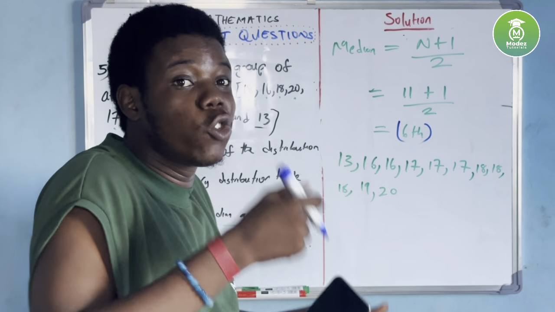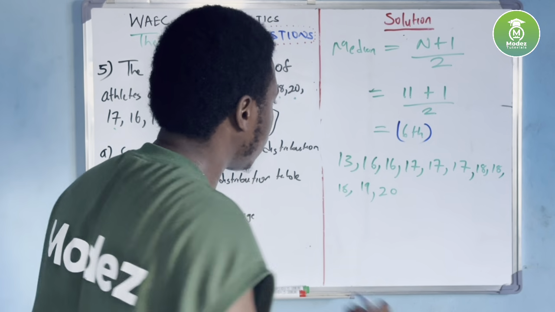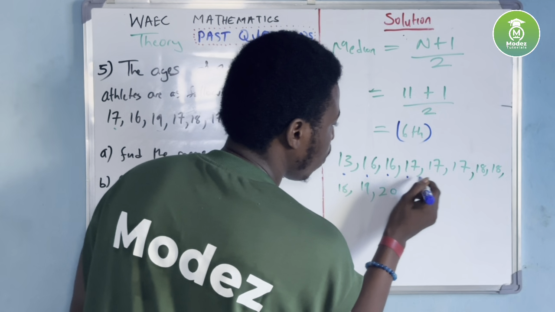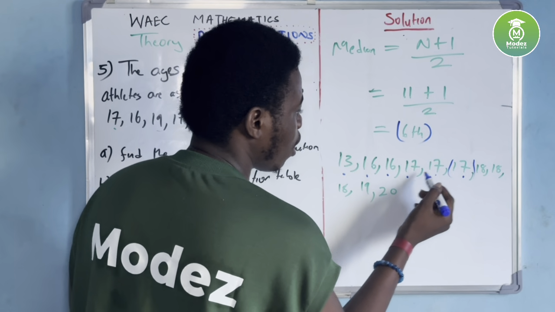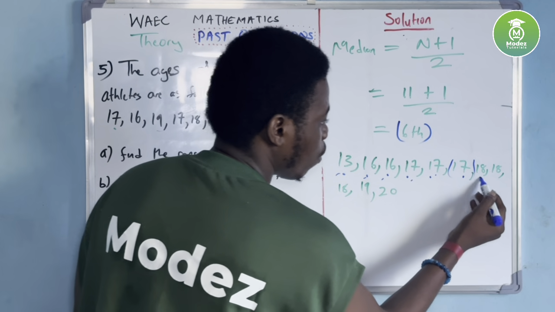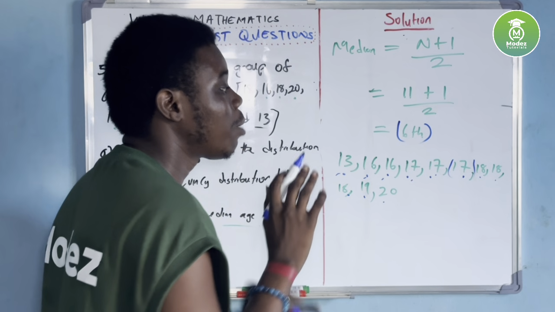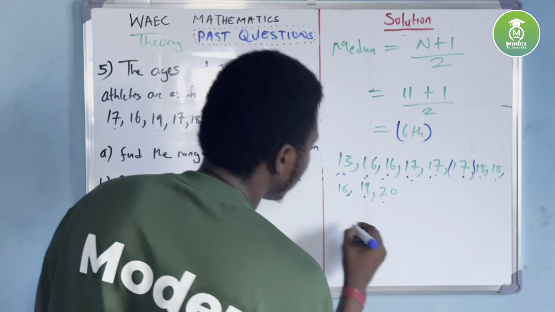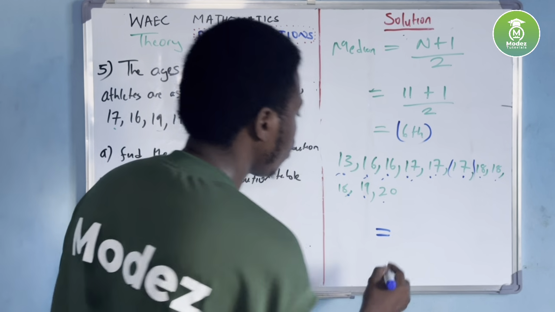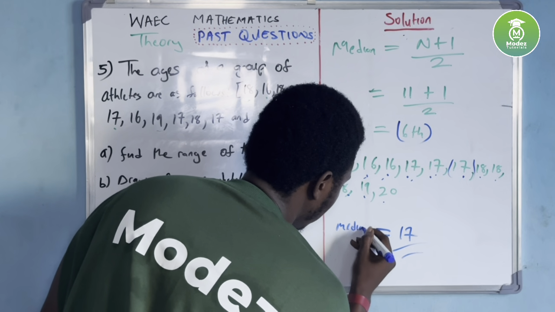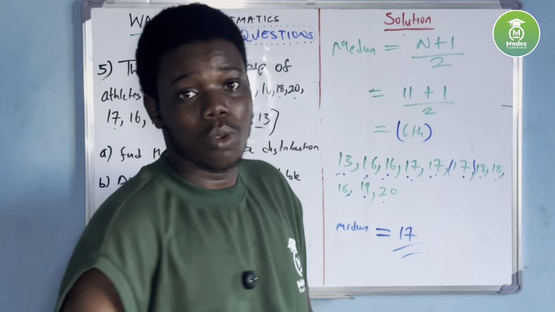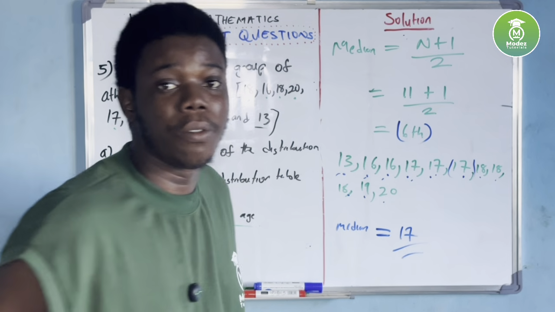The median is always going to be the one in the middle, always. So 1, 2, 3, 4, 5, 6. This is the one in the middle. 1, 2, 3, 4, 5. 1, 2, 3, 4, 5. Separate it perfectly. So the median is equal to what? 17. The median is 17. And now we have come to the end of this video.